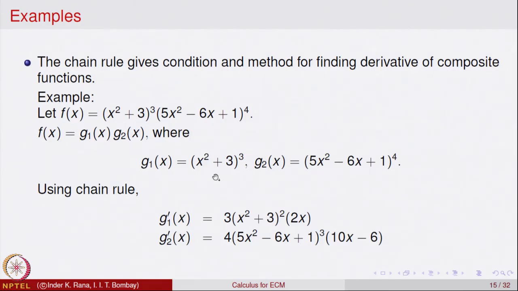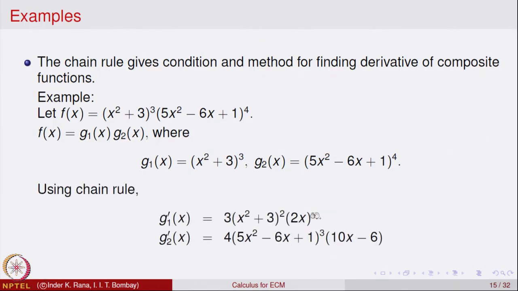So g1 dash of x is this to the power 3, so treat this as one variable. It is 3 times (x square plus 3) raised to power 3 minus 1, that is 2, into the derivative of the inner thing, which is not x but is a function of x, so it is 2x. So by chain rule, the derivative of g1 is equal to this.